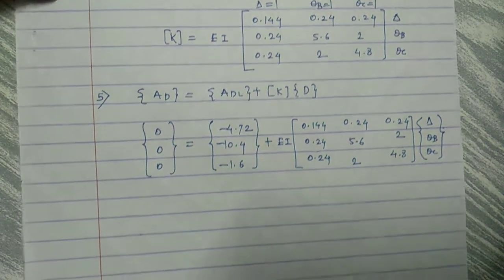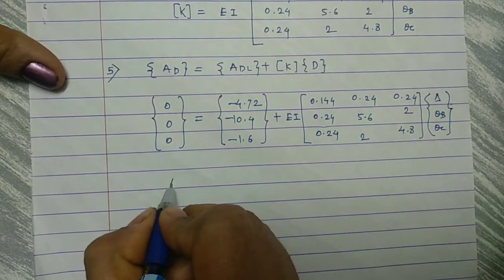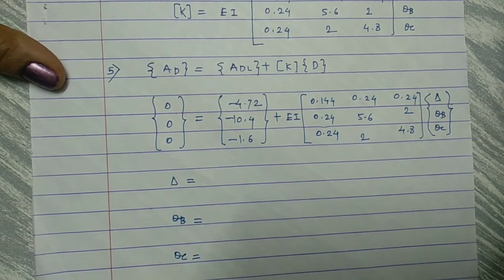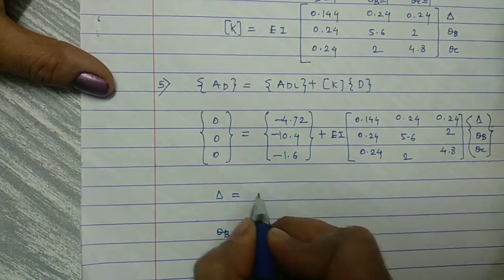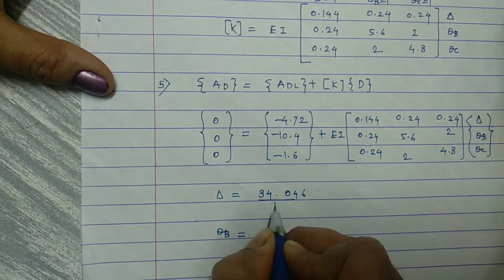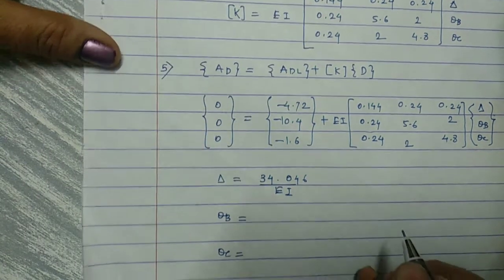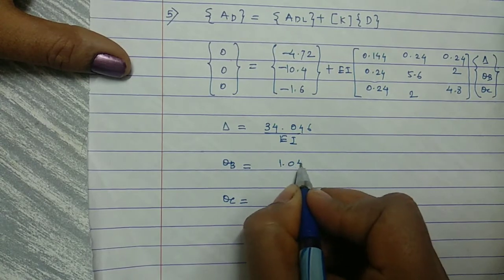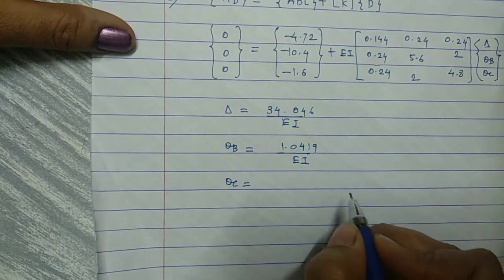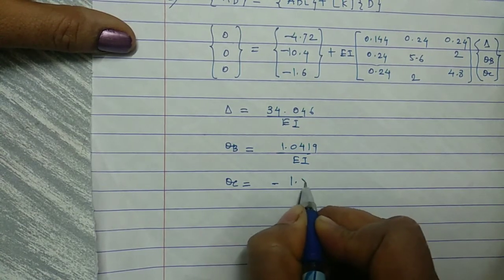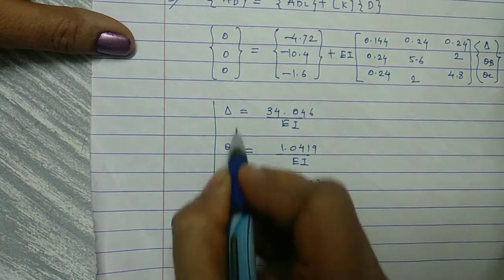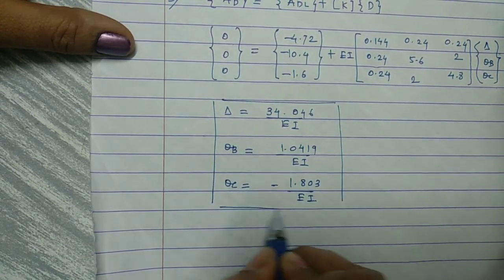So solve this equation, and you will get your answers for delta, theta B and theta C. The answers are delta equal to 34.046 upon EI, theta B is equal to 1.0419 upon EI, and theta C is equal to minus 1.803 upon EI. So these are the final values of deformation.